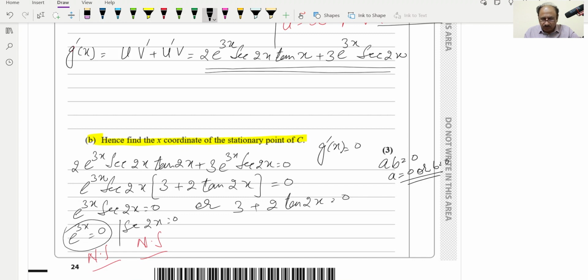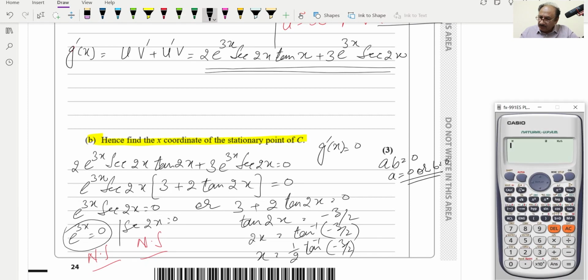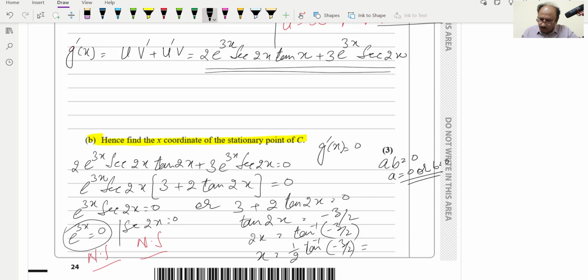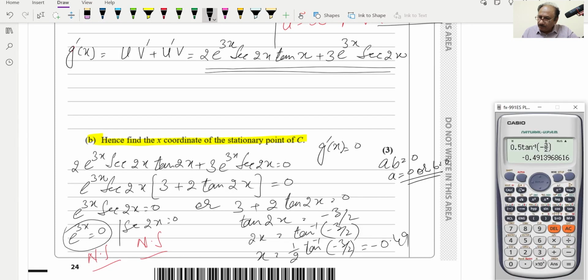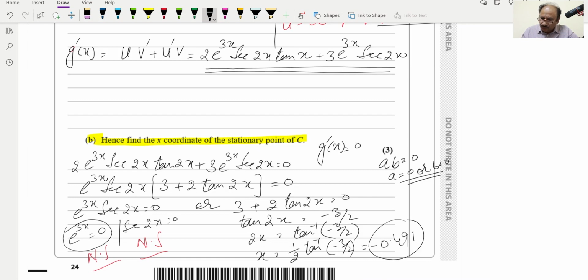So we will be solving the other side. tan 2x will be equal to minus 3 by 2. So 2x will be equal to tan inverse of minus 3 by 2, so x will be equal to 1 by 2 tan inverse of minus 3 by 2. We can calculate this as 0.5 into shift tan of minus 3 over 2, and this will be equal to minus 0.49139. This is the value which we were supposed to find.